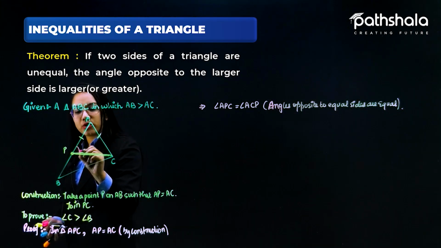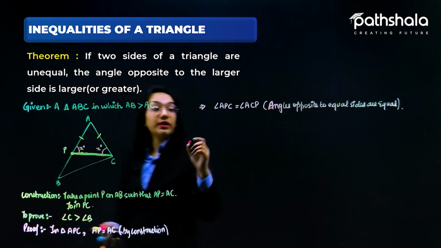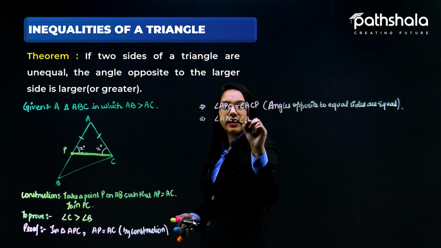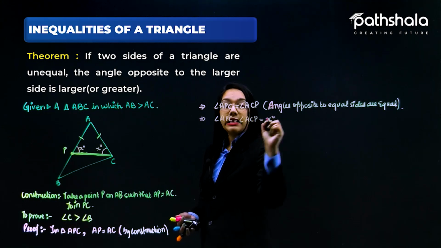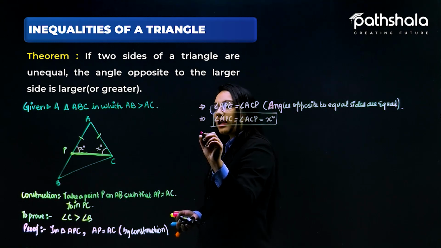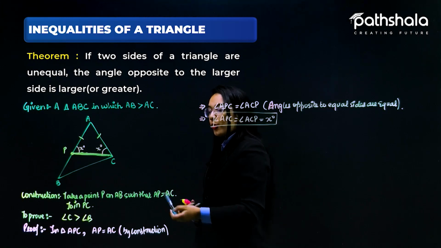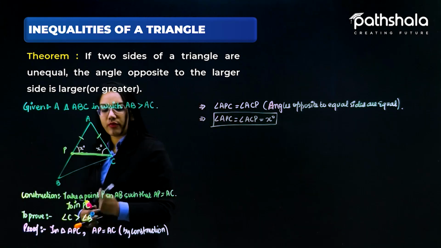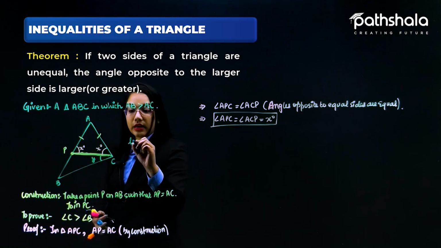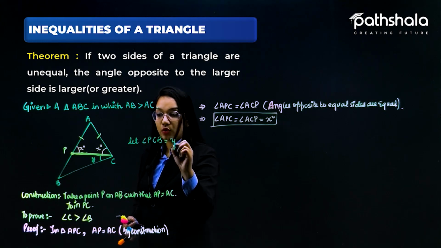So let us suppose this is x degree and this is also x degree. It implies that angle APC is equal to angle ACP, which is equal to x degrees. Furthermore, let us suppose I take the angle PCB as y.